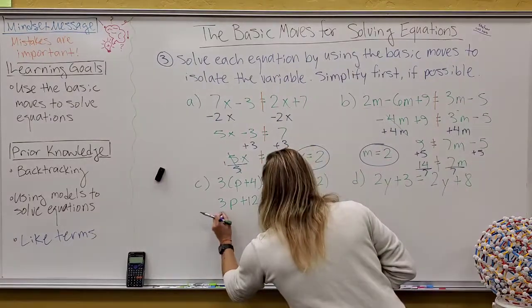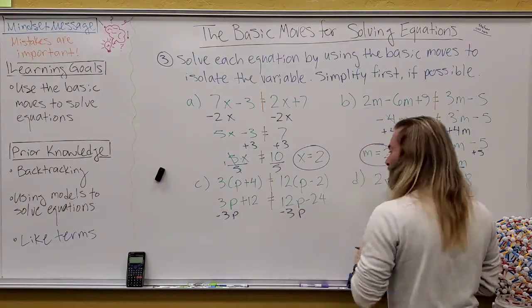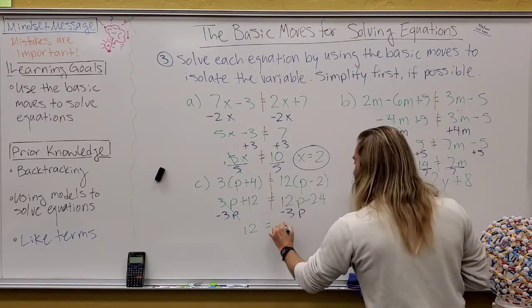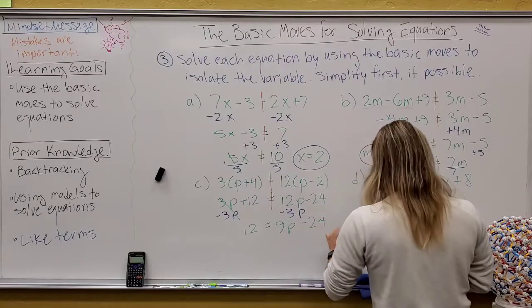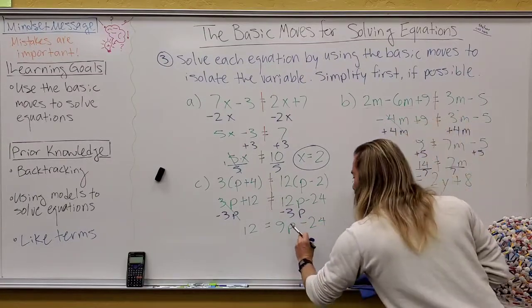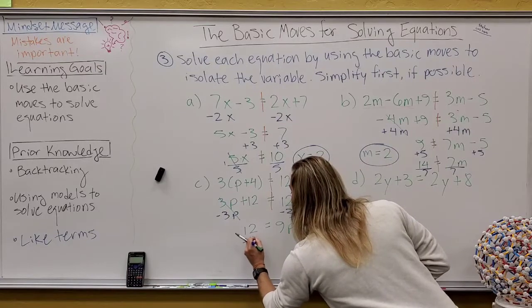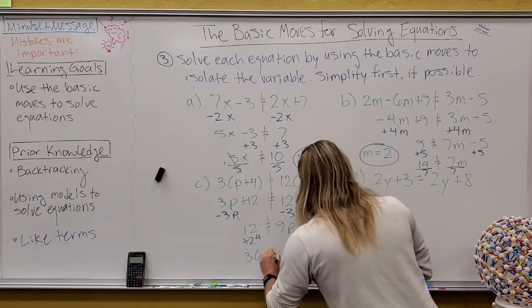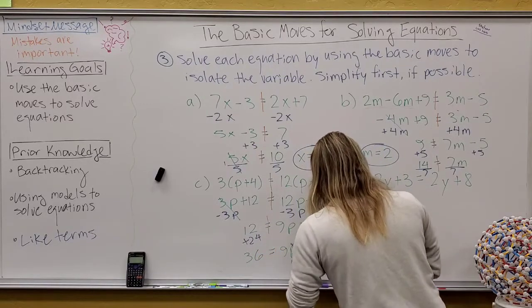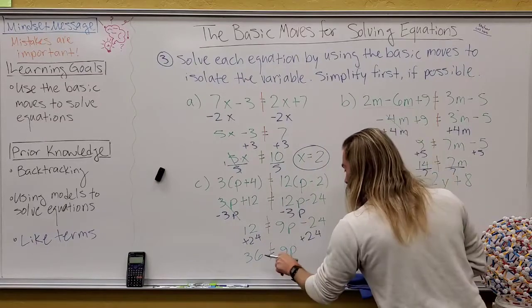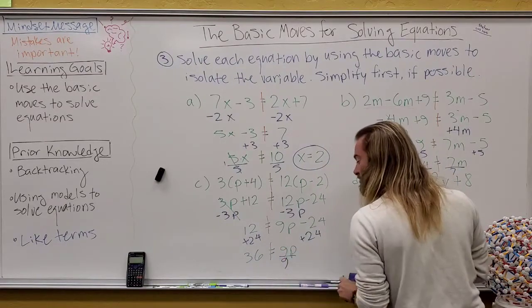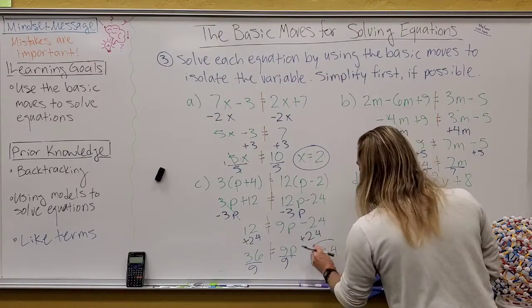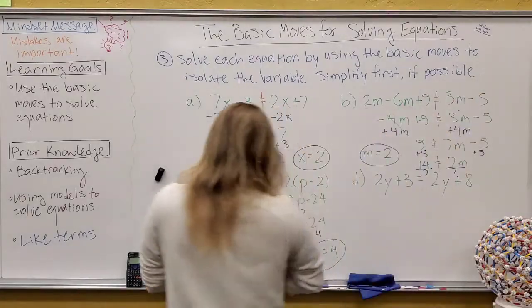So let me just run through this. Minus 3p, that's what I'm going to do here, and that leaves that. So I have 12 equals 9p minus 24. Now I can backtrack. So plus 24 plus 24, and that gives me 36 equals 9p, and yet again, I will divide by whatever's multiplied into p, divide by 9, and in this case we get p equals 4. So there's our solution for that.